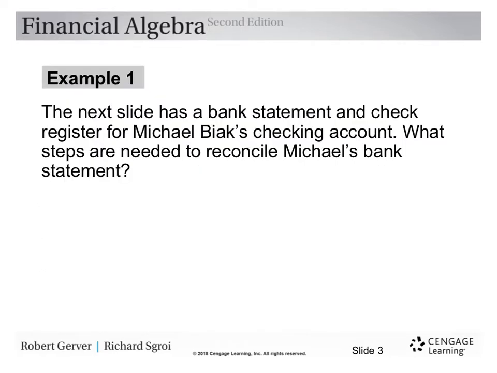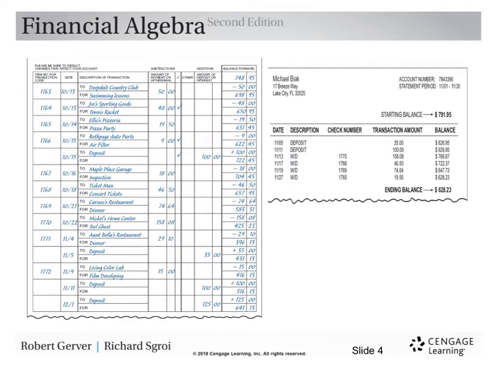Now, let's look at an example. The next slide has a bank statement and check register for Michael Biak's checking account. What steps are needed to reconcile Michael's bank statement? All right, so on the left is his checking account register, and on the right is the bank statement, and we're going to try and reconcile them. Now notice, first of all, that the ending balance of the bank statement, which is $628.23, is not the same as the ending balance on his register. So we have to reconcile this.